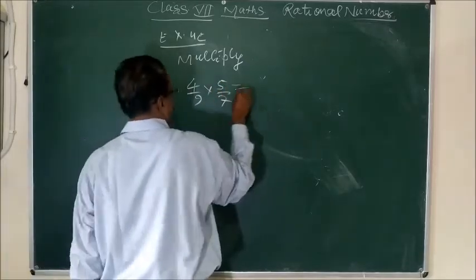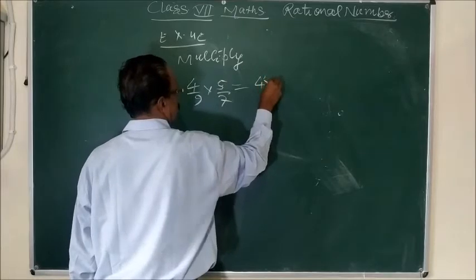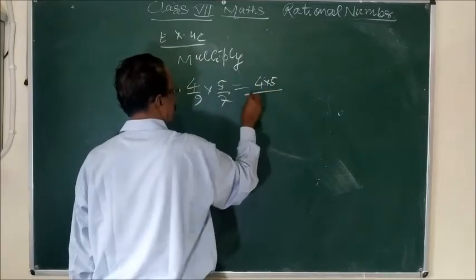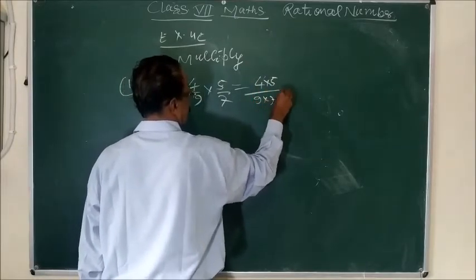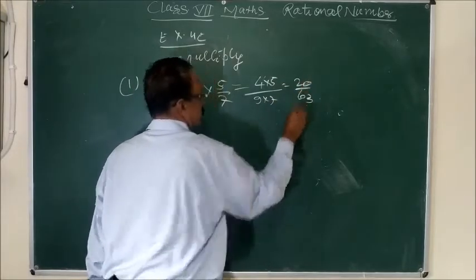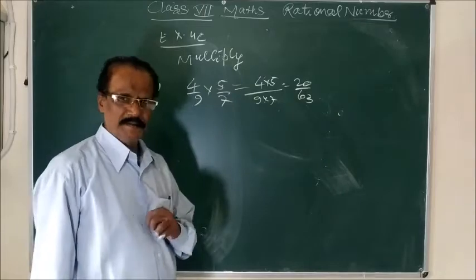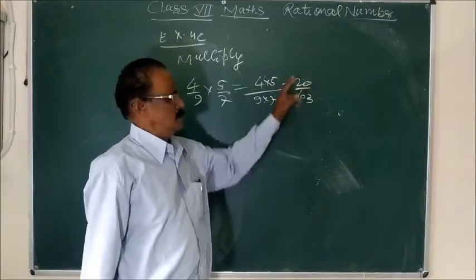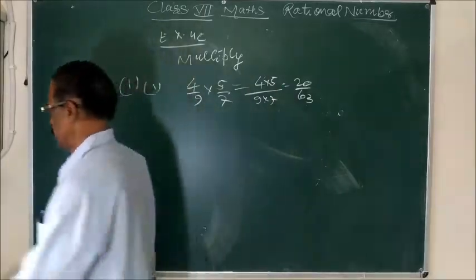So as I have explained to you, 4 into 5, numerator into numerator, and denominator into denominator. You will get 20 by 63. These numbers have no common factor, so this is the answer. This is the multiplication.